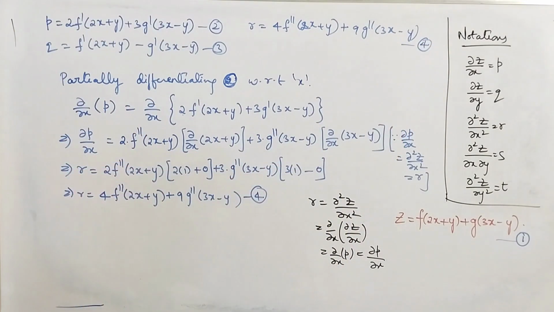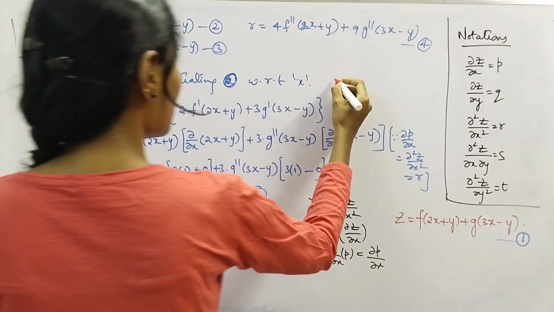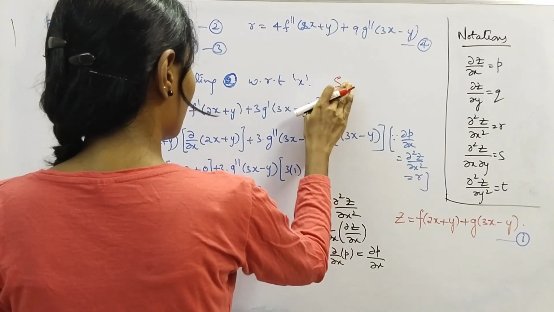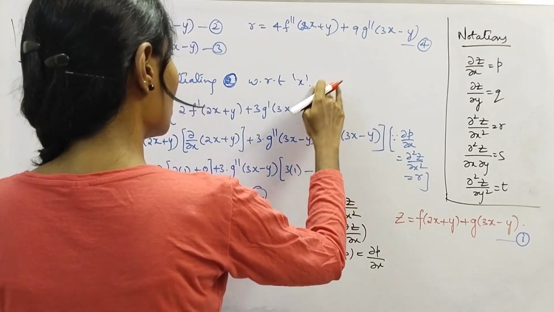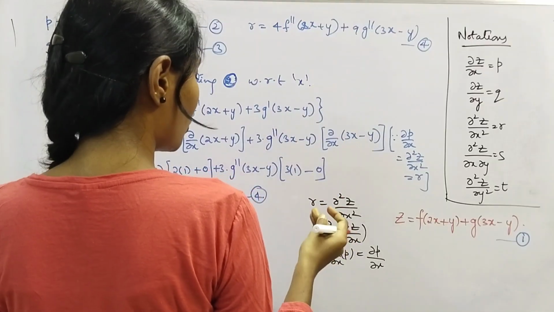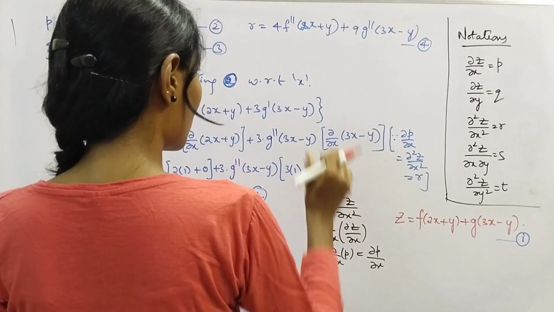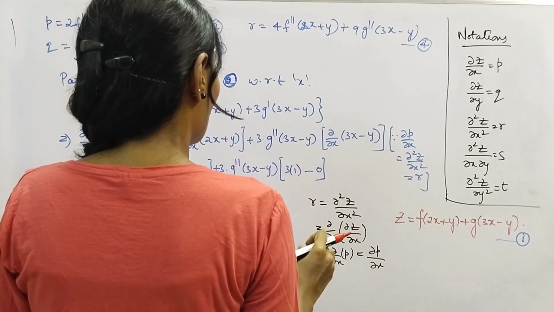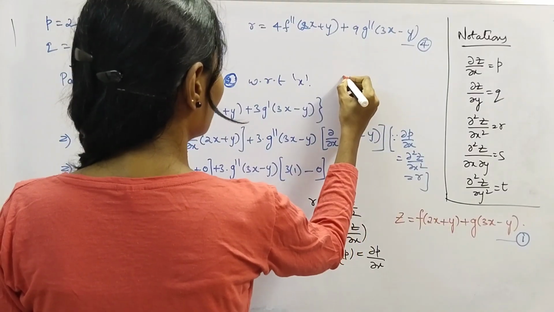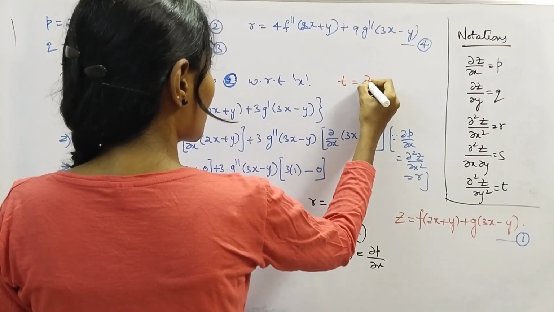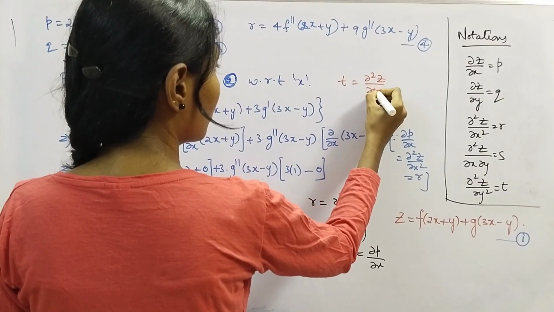Fine, now let's find the equation involving s. S is nothing but not st. If necessary only we'll find s, I mean the equation involving s. Otherwise it's not necessary. Now let's find the equation involving t.